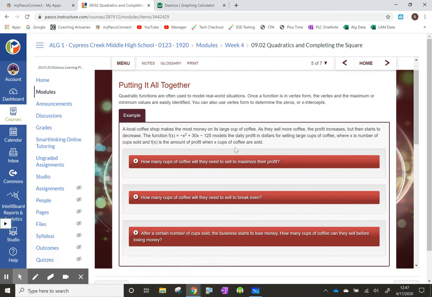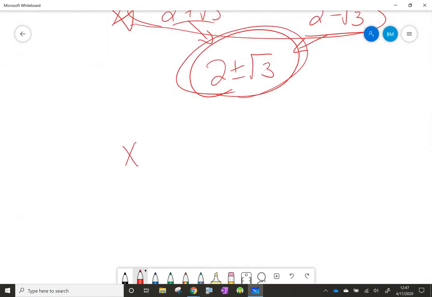Okay, so this is just a word problem version of it now, but it's still kind of the same thing, right? In order to maximize profit is going to be the top of your parabola, right? The peak of your vertex. So when you're reading a question that says maximize their profit, the word that needs to come to your mind is maximize means top means vertex. So you need to find the vertex of this equation. Negative x squared plus 30x minus 125.